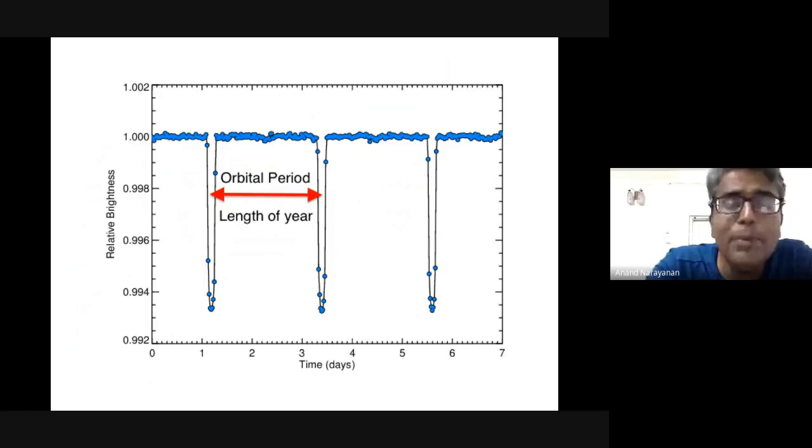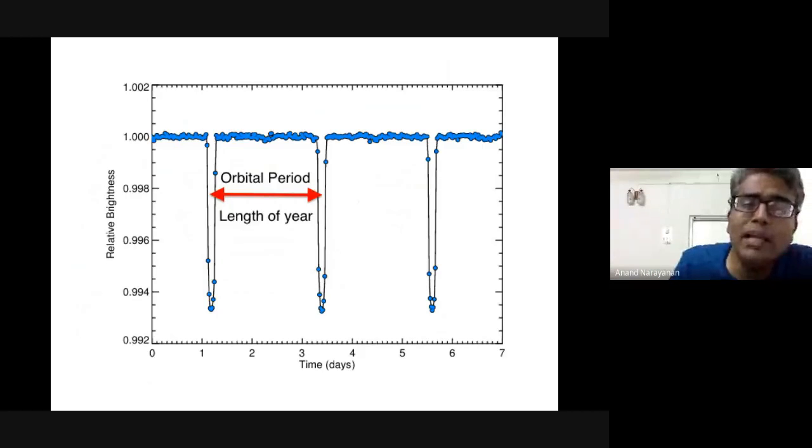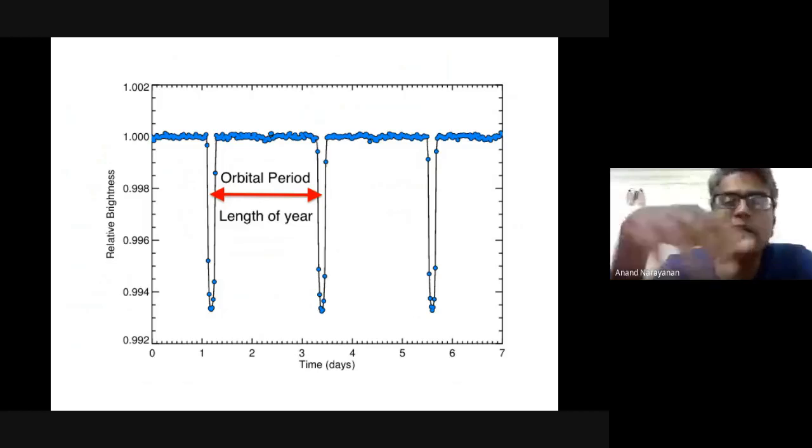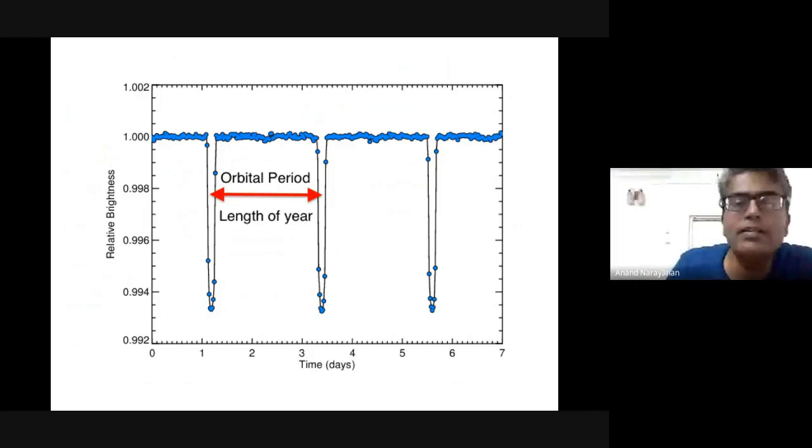So if there are multiple planets, you will see multiple dips, and each dip will have a different magnitude. Bigger planets transiting in front of the star will produce bigger dips. Smaller planets transiting in front of the star will produce smaller dips. And the separation between those dips will also be different, because each planet has a certain time period. So all that information can be obtained by constantly monitoring the brightness. And this is the essence of the transit method.